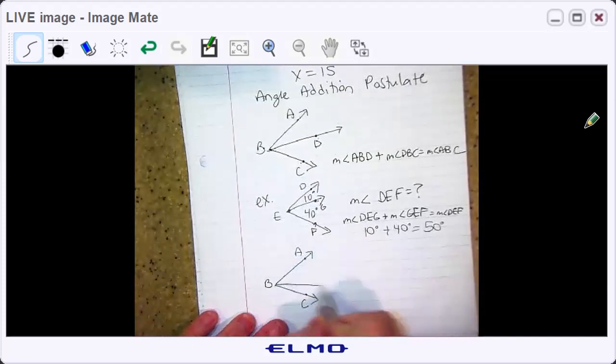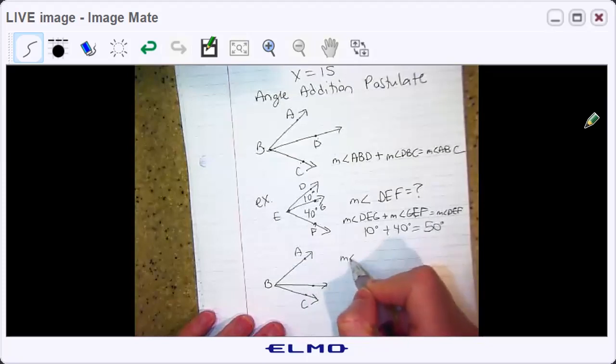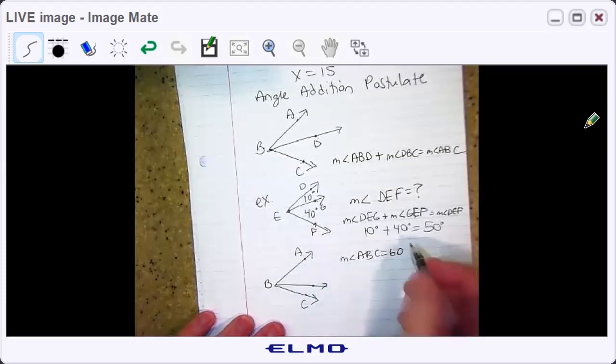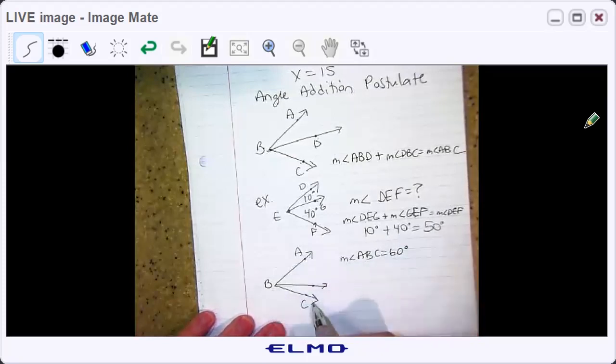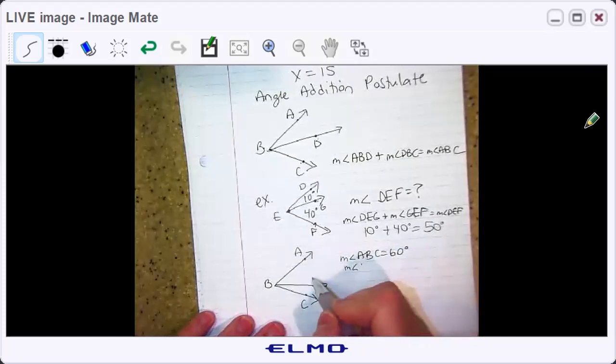I can make an interior ray that breaks this big angle into 2 angles. But now I can tell you that ABC is 60. So that means the entire big angle is 60. And I can say the measure of, let's see, let's put a letter here. Let's just put a D.